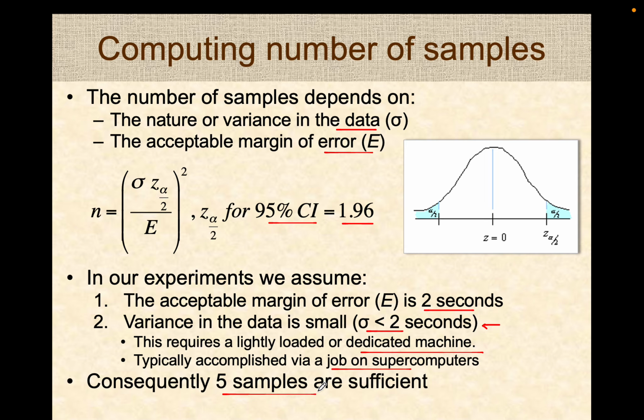So notice all of this. That means assuming this is the error margin, assuming we're able to keep the variance small, 5 samples are sufficient. However, in practice, if these assumptions don't hold, then you'll have to go back and use statistics to understand and calculate the number of samples you'll need to make statistically significant comparisons.